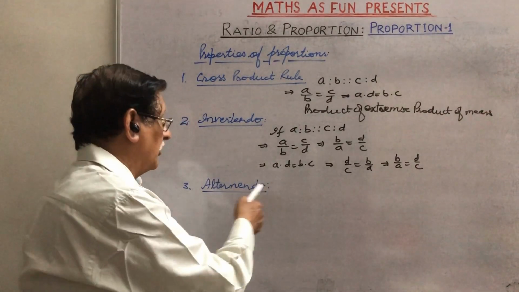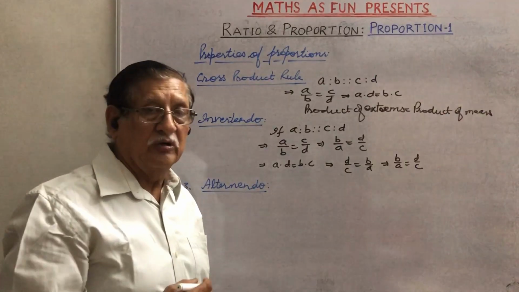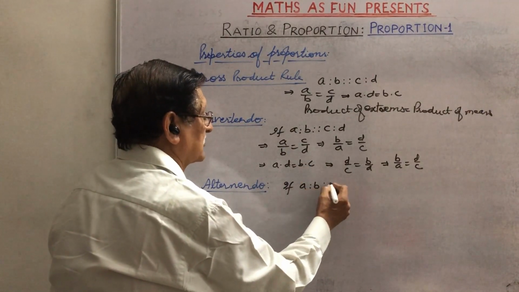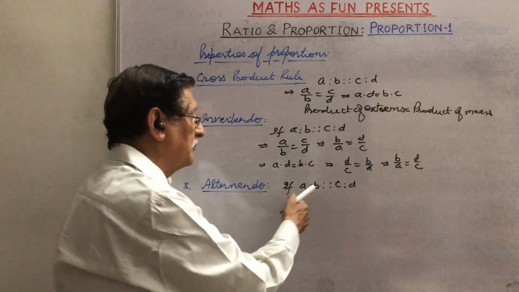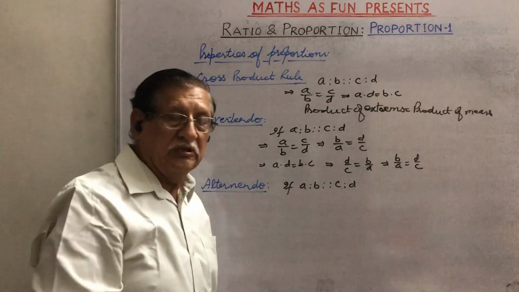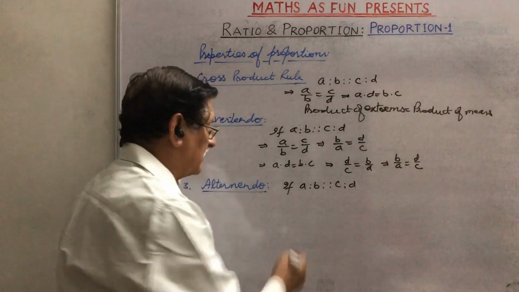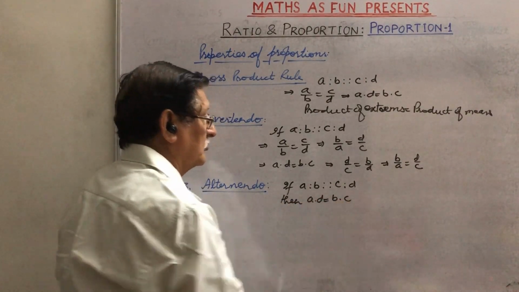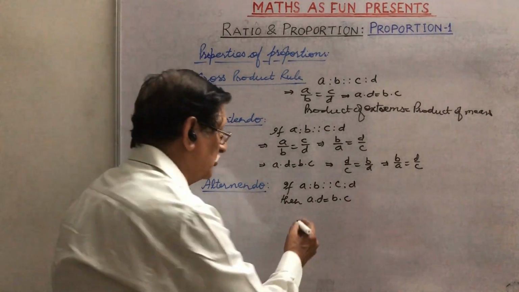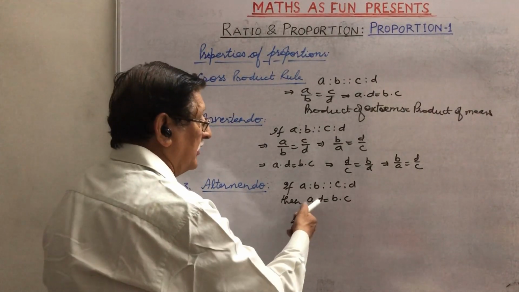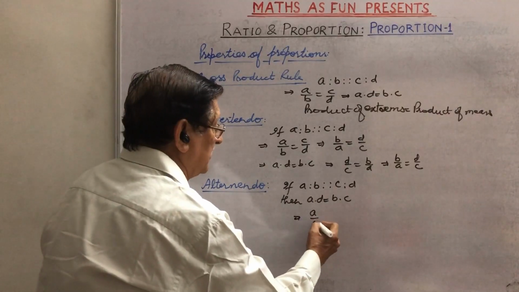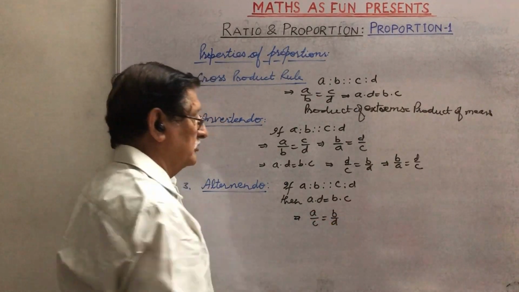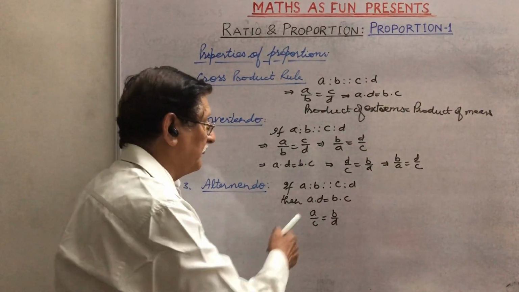Now next is alternando. What is the meaning of alternando? Same thing, if A is to B same as C is to D, it means A and B are in proportion to C and D. Then we know that A into D is equal to B into C. If we use the transposition such a way that this A upon C we bring here, this will be B upon D. It means what we are finding.